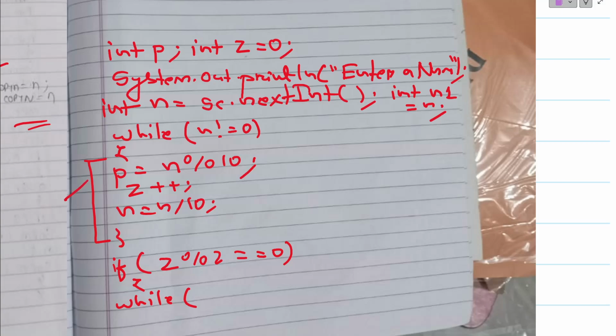Because after this while loop is done, if you try to find out the value of n, it will be 0. Because when n has become 0, only then did this loop terminate. So for safety purposes, I am storing the original value of n in n1.